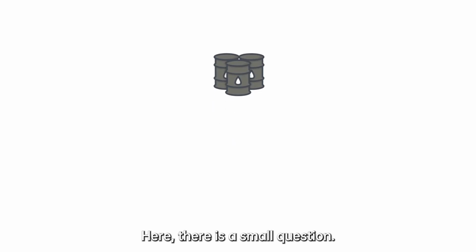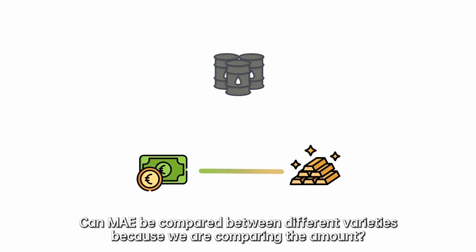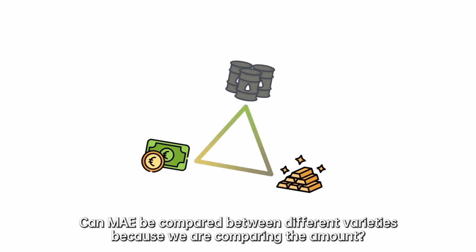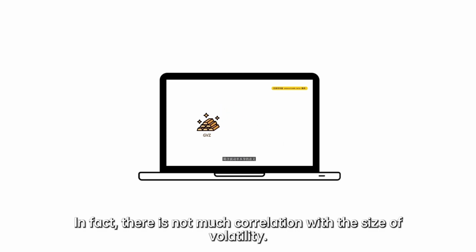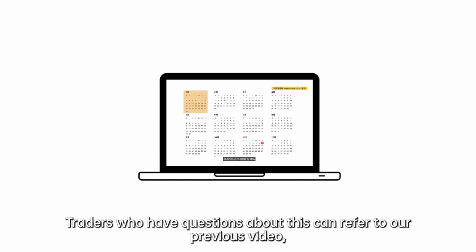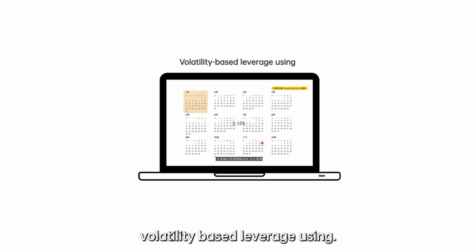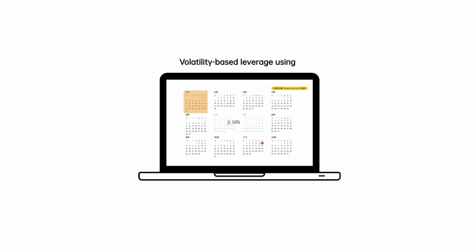Here, there is a small question. Can MAE be compared between different varieties? Of course, yes, because we are comparing the amount. In fact, there is not much correlation with the size of volatility. Traders who have questions about this can refer to our previous video, Volatility-based leverage using.